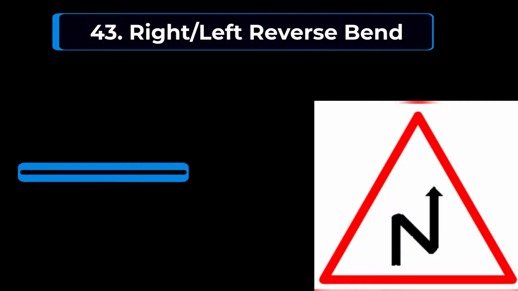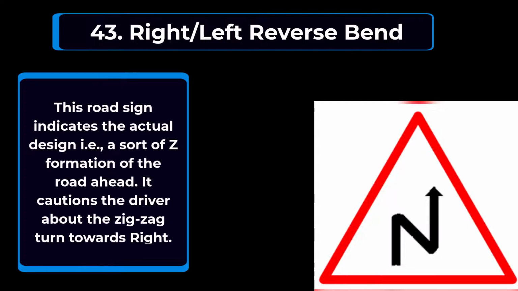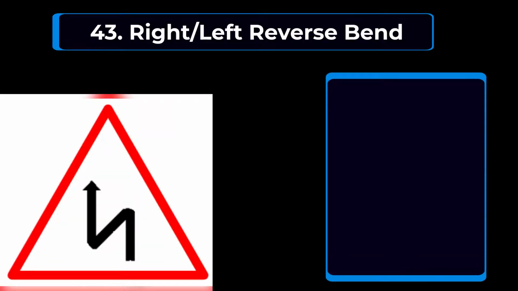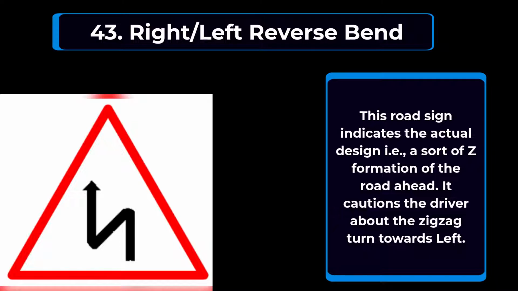43. Right or left reverse bend. This road sign indicates the actual design that is a sort of Z formation of the road ahead. It cautions the driver about the zigzag turn towards right. This road sign indicates the actual design that is a sort of Z formation of the road ahead. It cautions the driver about the zigzag turn towards left.